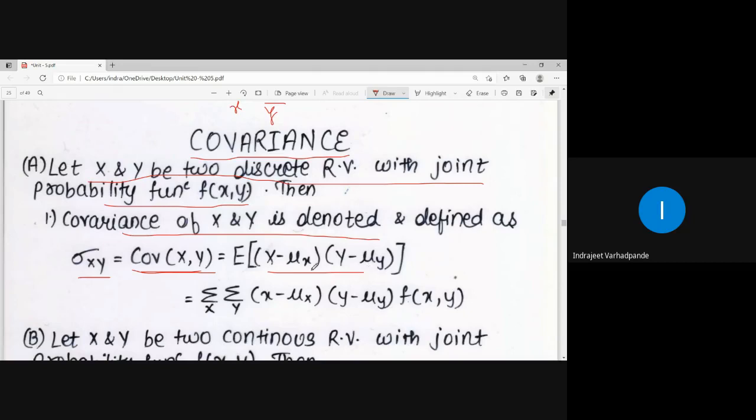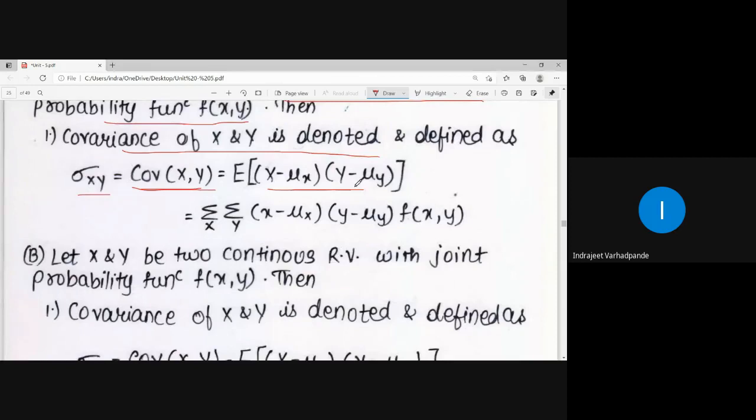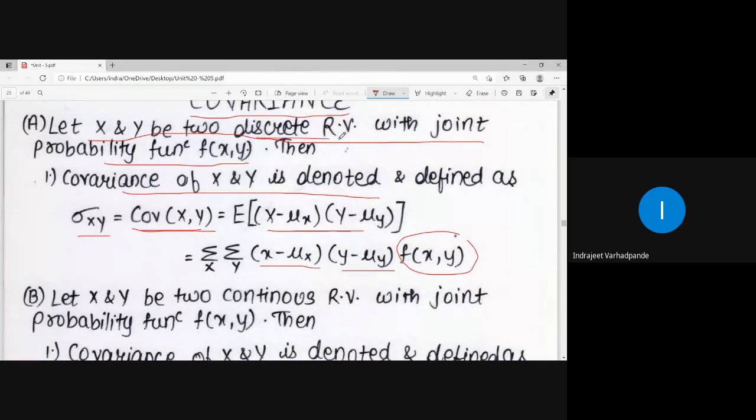Product of x as well as y: expectation of x minus mu x into y minus mu y. It is the product of x minus mu x and y minus mu y, and we have to take its expectation. So how is this expectation given? I know that whenever we have to calculate the expectation, it will be summation over x, summation over y, x minus mu x into y minus mu y multiplied by the joint probability function. So this is the case whenever it is a discrete random variable with joint probability function f of xy. So one additional term associated here is called covariance of xy, given by sigma xy.